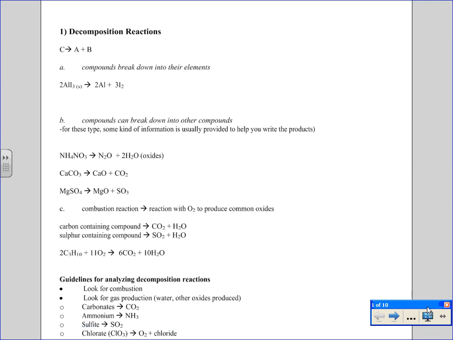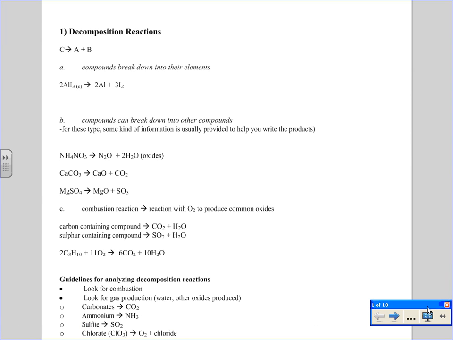Today's lesson is on writing net ionic equations from word equations. We're going to approach this by categorizing the reactions the way that you've done in the past. We've got decomposition, we've got synthesis, combustion, single and double displacement, and eventually we'll add redox, and we've also got our complexation reactions that we learned this year.